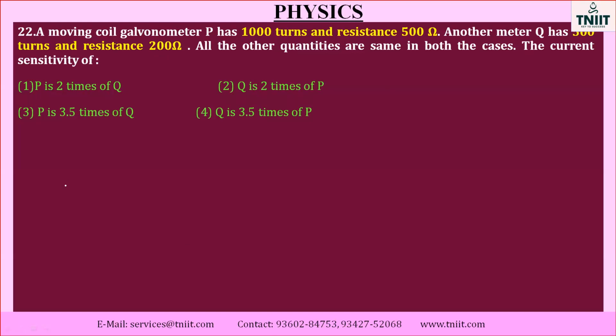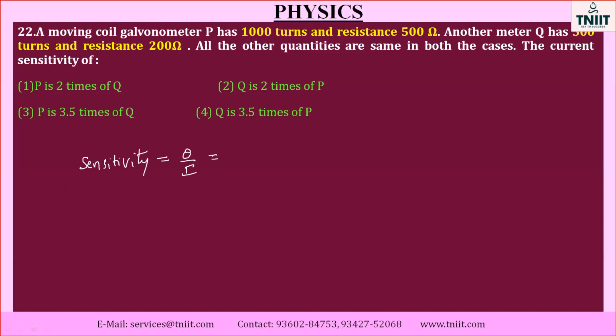Look at the 22nd problem. Moving coil galvanometer P, 1000 turns, resistance is given. Another meter Q has 500 turns and resistance is 200. All other quantities are same in both the cases. The current sensitivity is what? What is the formula for the current sensitivity? It is theta by I. Sensitivity is theta by I.